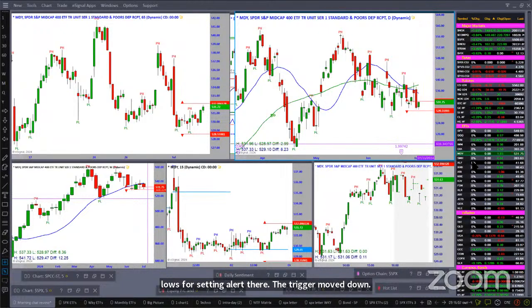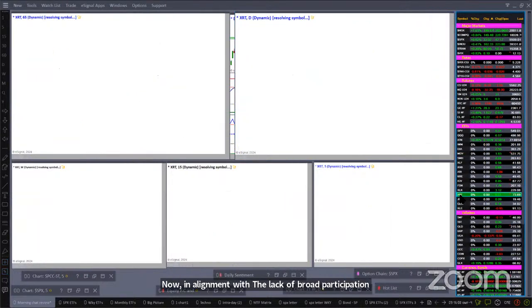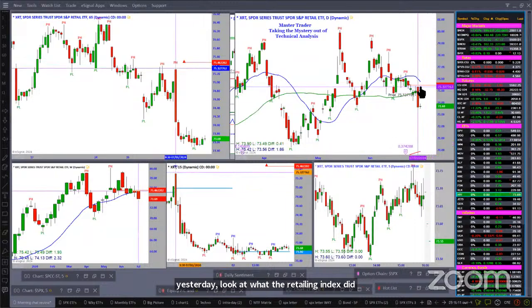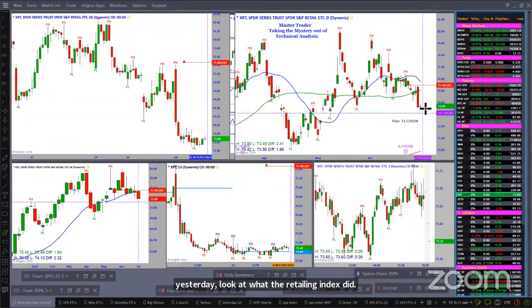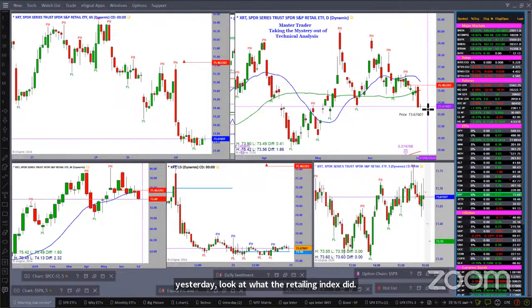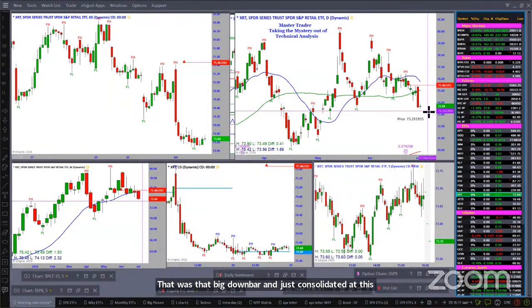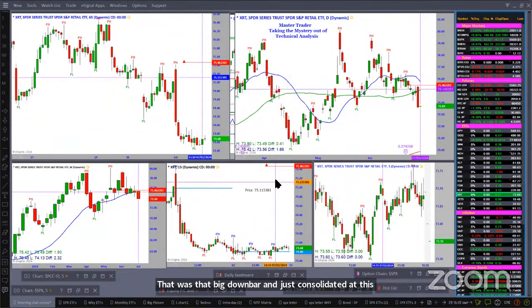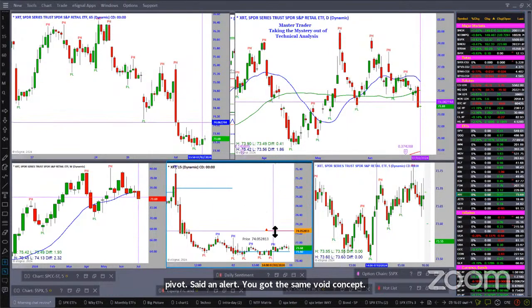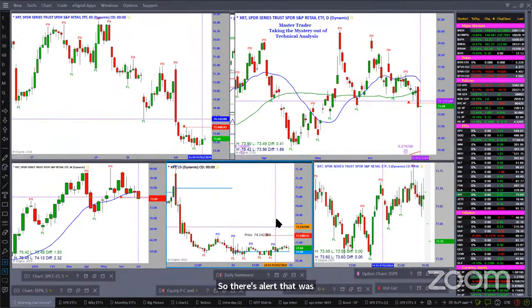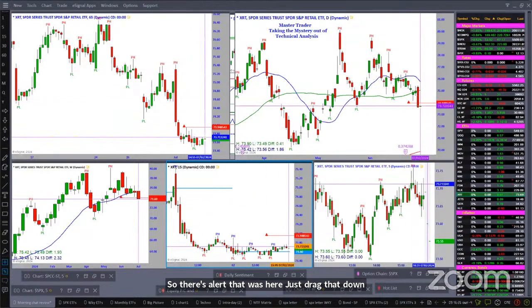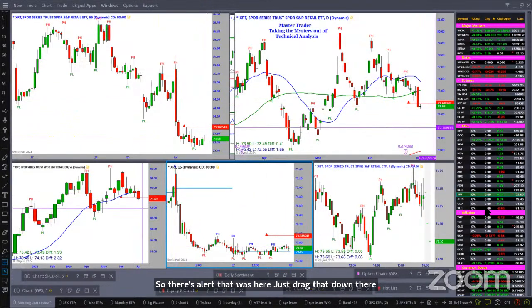So setting an alert there to trigger a move down. Now, in alignment with the lack of broad participation yesterday, look at what the retail index did. That was that big down bar and just consolidated at this pivot. Set an alert. Now you've got the same void concept. So there's an alert that was here. I'll just drag that down there and see what it does. Or maybe it'll break down. We'll see.